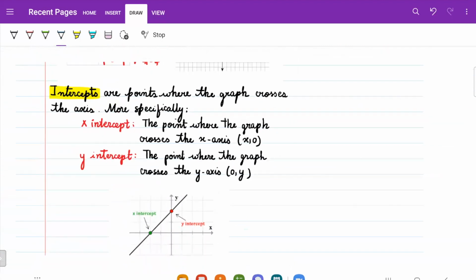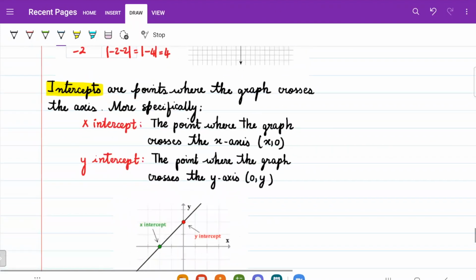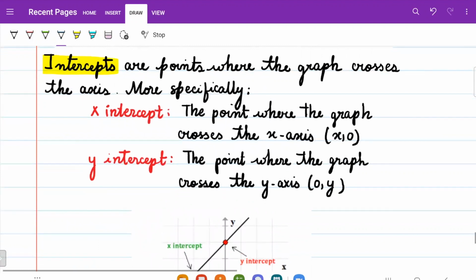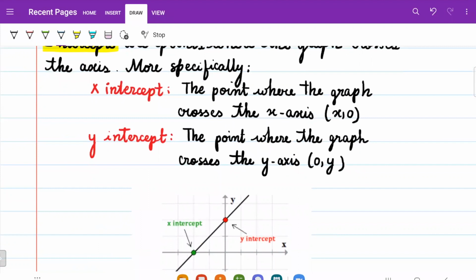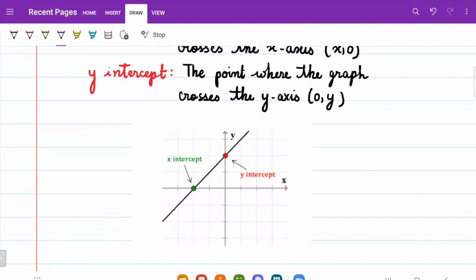Okay, the last topic here we have is the intercepts. So intercepts are points where the graph crosses the x-axis and the y-axis. We have x-intercept and y-intercept, where the x-intercept is the point where the graph crosses the x-axis. That is, what happens to x when y is 0. And then we have the y-intercept, which is the point where the graph crosses the y-axis. That is, what is the y value when x is 0?